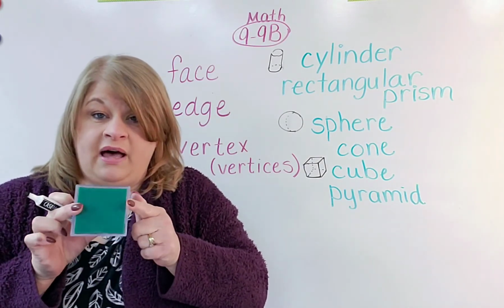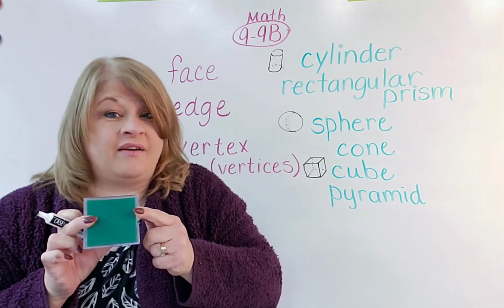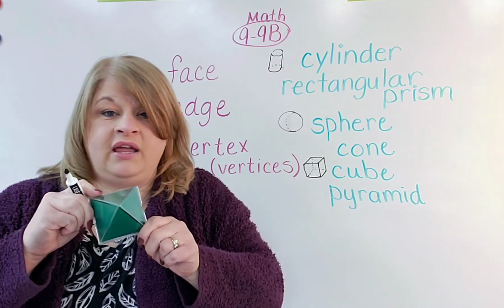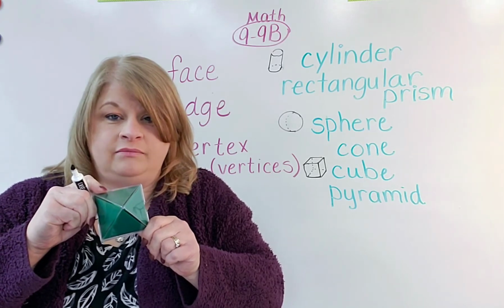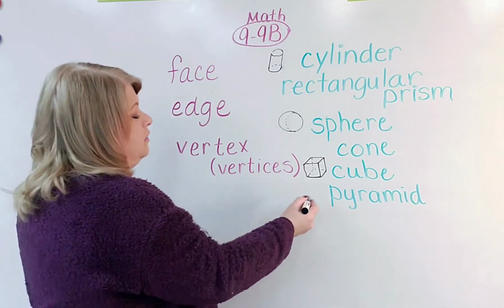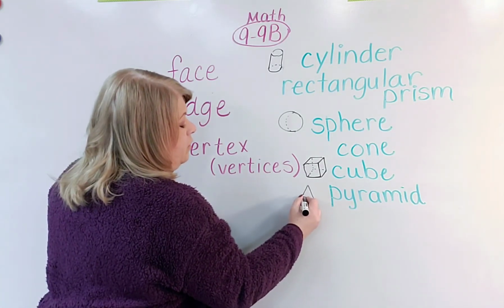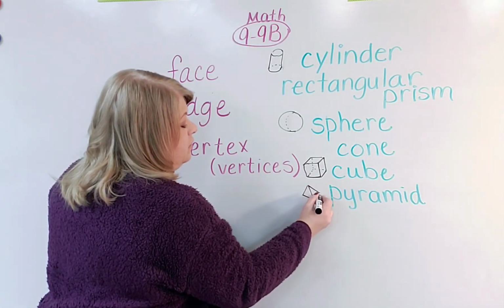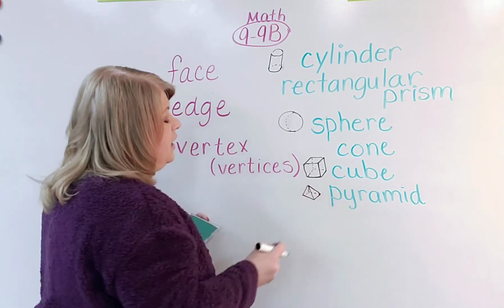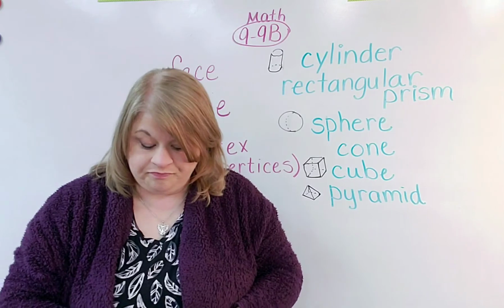what is the shape of the bottom? That's a square. So it has 1 square and how many triangles? If you look down at the top, 4 triangles. That is a pyramid right here. All right, so there's a pyramid on there.